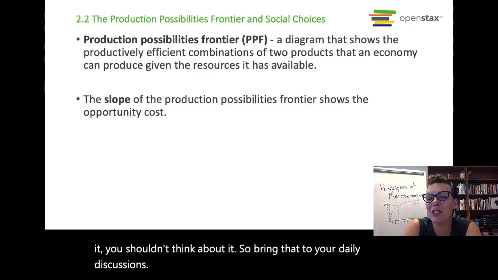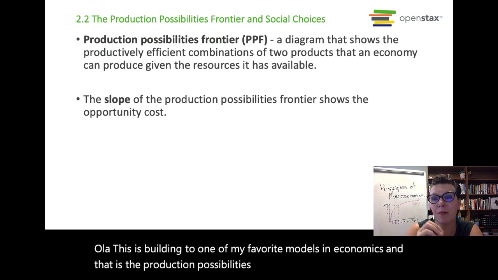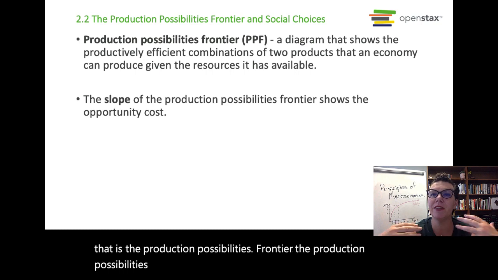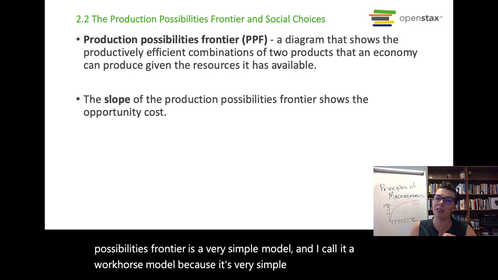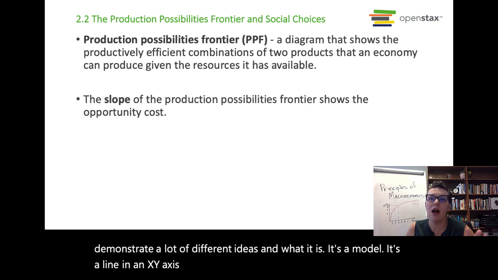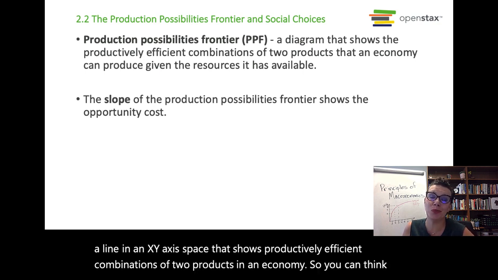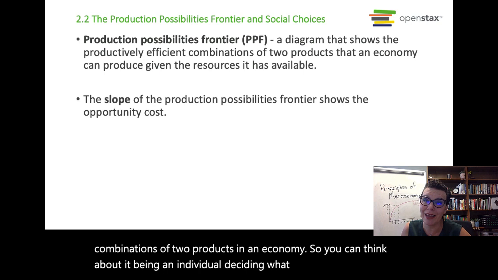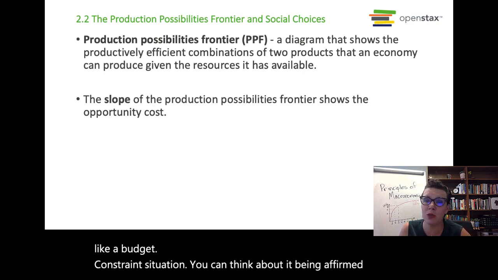All of this is building to one of my favorite models in economics, and that is the production possibilities frontier. The production possibilities frontier is a very simple model, and I call it a workhorse model because it's very simple, but it can be used to demonstrate a lot of different ideas. It's a model, a line in an XY axis space that shows productively efficient combinations of two products in an economy. So you can think about it being an individual deciding which of two goods to buy, like a budget constraint situation. You can think about it being a firm deciding which two goods to produce.